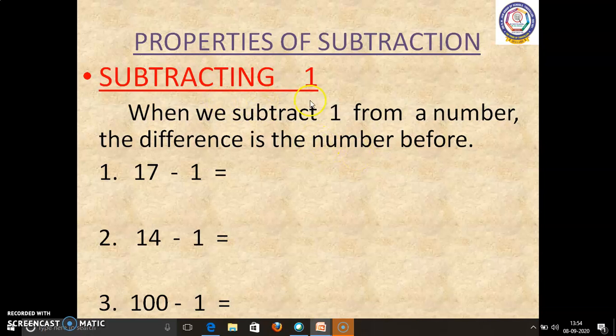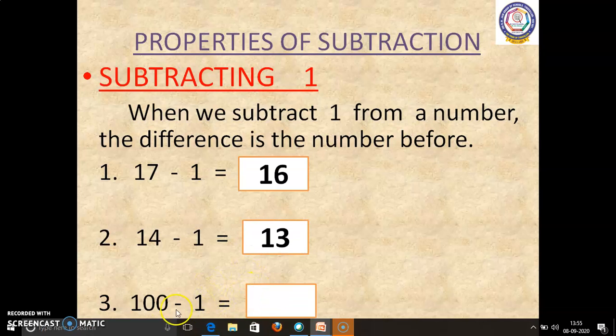Next, subtracting 1. When we subtract 1 from a number, the difference is the number before. For example, 17 minus 1: 17 in the mind, 1 in the finger. 17, before it is 16. Next, 14 minus 1: 14 in the mind, 1 in the finger. 14, before it is 13. Next, 100 minus 1: 100 in the mind, 1 in the finger. 100, before it is 99. That is, when we subtract 1 from a number, the difference is the number before.